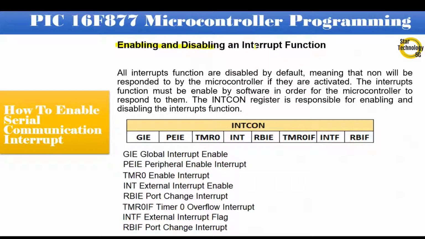Enabling and disabling an interrupt function. All interrupt functions are disabled by default, meaning that none will be responded to by the microcontroller if they are activated. The interrupts must be enabled by software in order for the microcontroller to respond to them. The INTCON register is responsible for enabling and disabling the interrupt function.